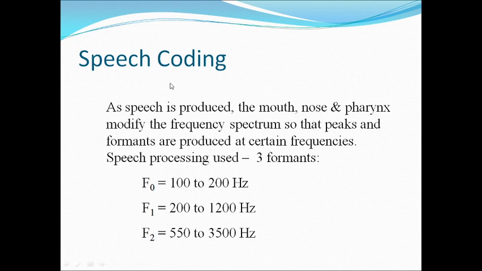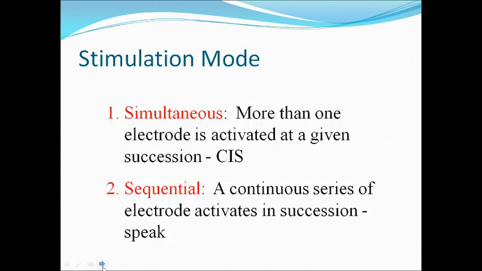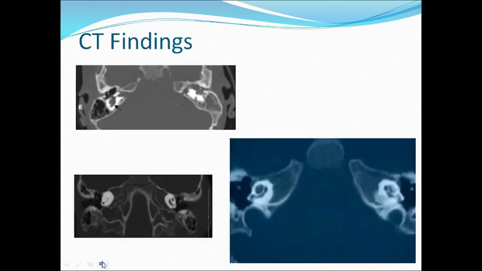And speech coding is there. Different frequencies, 100 to 200 hertz, 500 to 550 and 3500: three formants are used in speech processing. Frequencies are of these three types. Stimulation mode may be simultaneous or sequential. Simultaneous means more than one electrode is activated at a time. If a continuous series of electrodes is activated in succession, it is referred to as sequential.